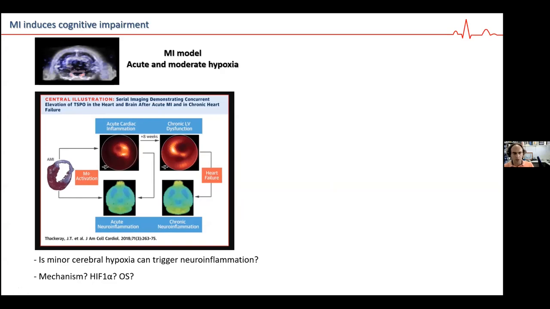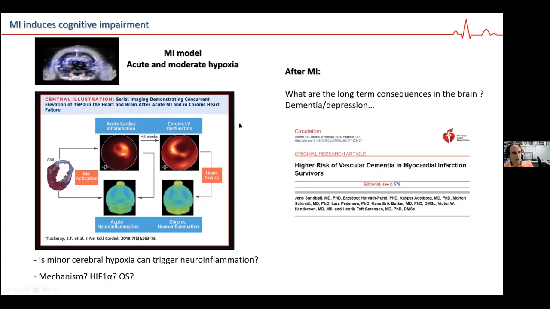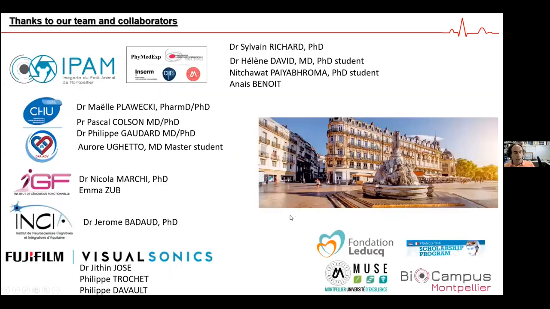But a lot of work needs to be done, because after myocardial infarction you have some long-term consequences in the brain. And there is quite an interesting study published two years ago showing that myocardial infarction survivors have a higher risk of developing vascular dementia. So if you understand a little better the mechanisms involved in terms of minor hypoxia or neuroinflammation, and you can target that, you may prevent the onset of dementia and depression. So I'm finished for today.